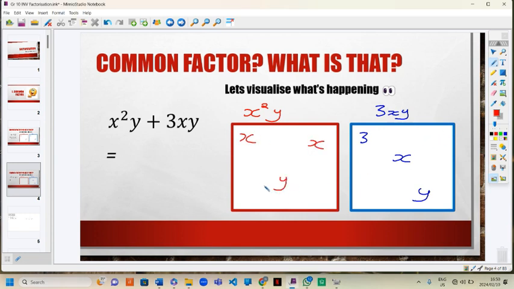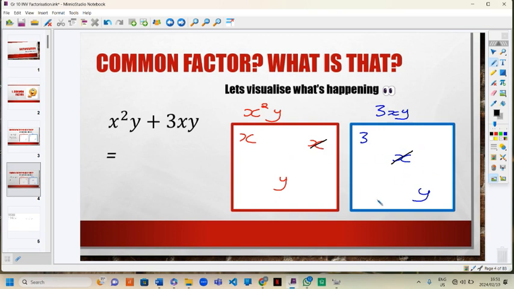Now what is something I can take out of both boxes? Here I've got two x's, here I've only got one x. So how many x's can I take out of both boxes? I can only take one out. One x out here, and one x out there. If I take another x out here, can I take another x out? No, because now there are no x's anymore. So I can only take one out of every box.